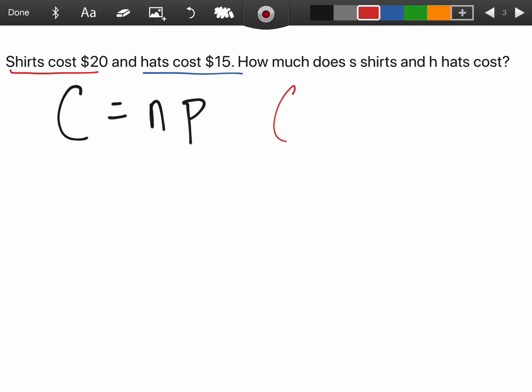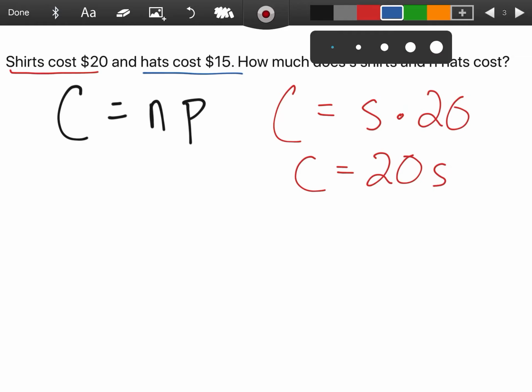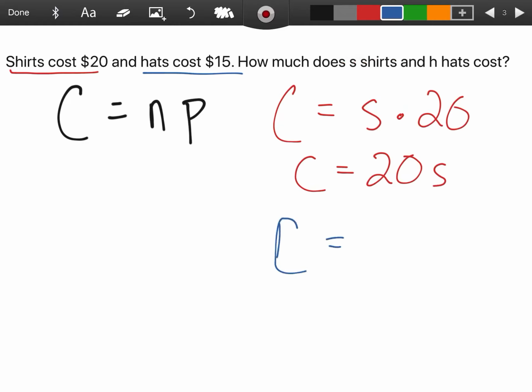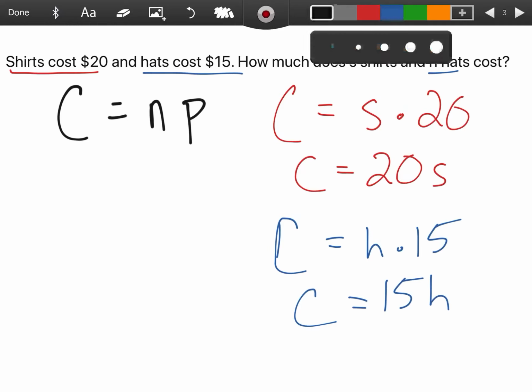Okay, so for shirts, we will get a cost that is equal to, well, we're buying S shirts, so S times, and the price is 20. So we get S times 20. I'm just going to write that as 20S. And then for hats, my cost for hats is going to be, well, I'm buying H hats, so H times, and then the price is $15. So that cost is going to be 15H for hats.